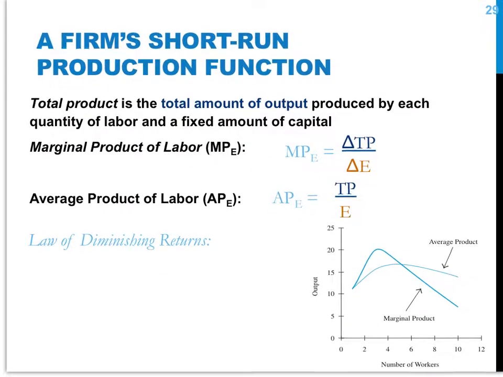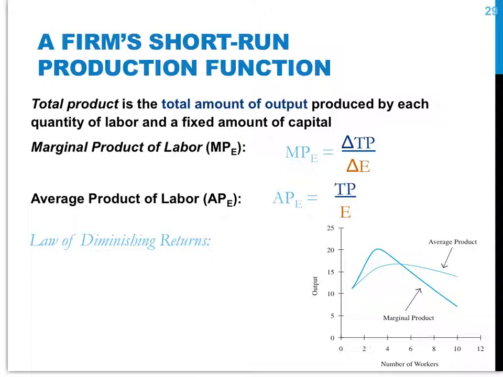Okay. So the total product is the total amount of output produced by each quantity of labor and a fixed amount of capital. The marginal product of labor, MP sub E, is the change in the total product, the change in output, divided by the change in employment hours. So if we hire one more worker for one more hour, how much is total product going to change? That marginal product is just the slope of the total product curve. And then the average product of labor, AP sub E, tells us, on average, how much is each worker producing? So it's the total output, total product, divided by the number of employment hours.